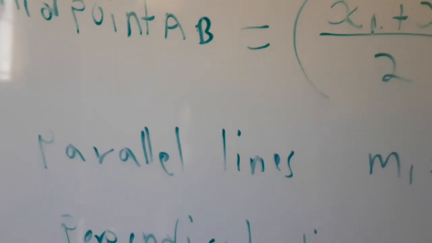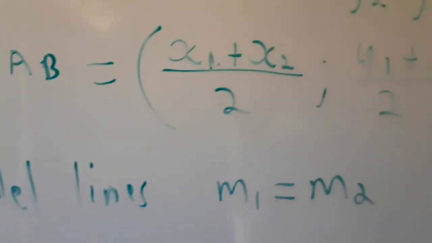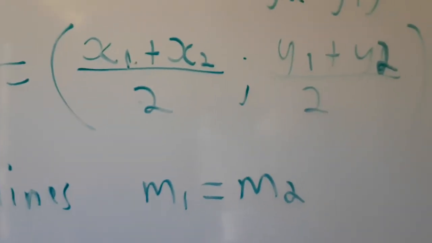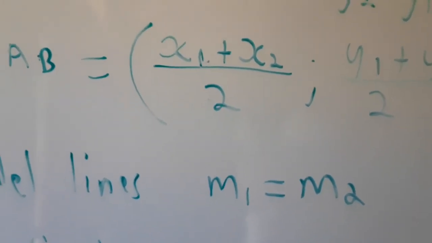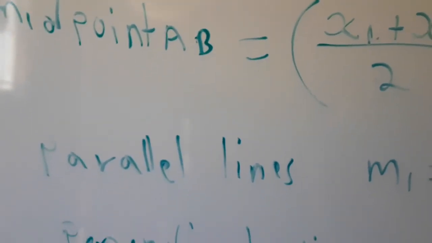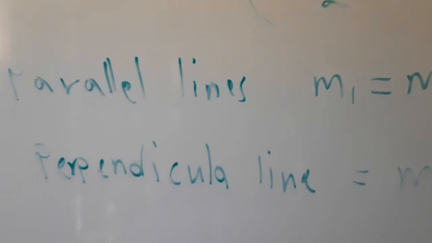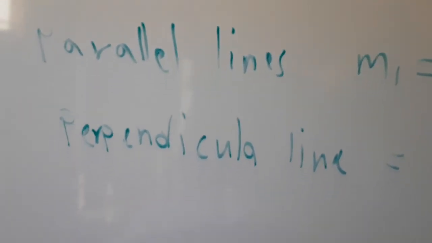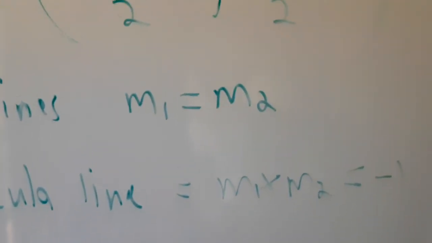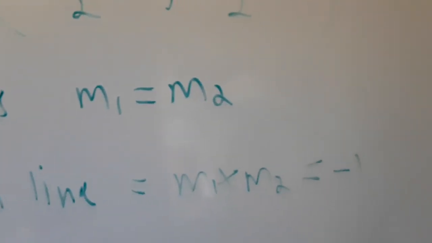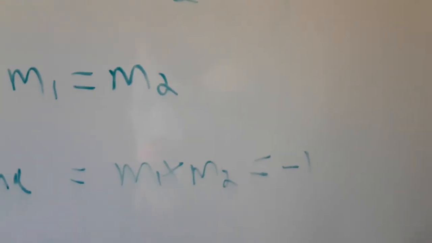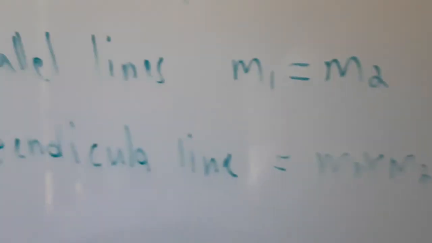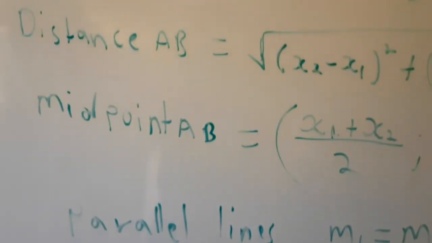When they say prove that these two lines are parallel, then you have to calculate the first gradient and then calculate the second gradient. If they are equal, then the lines are parallel. And if they say calculate if these lines are perpendicular, you calculate the first gradient, then the second gradient, then you multiply the two gradients, and it must give you -1. So this is all we need for analytical geometry.